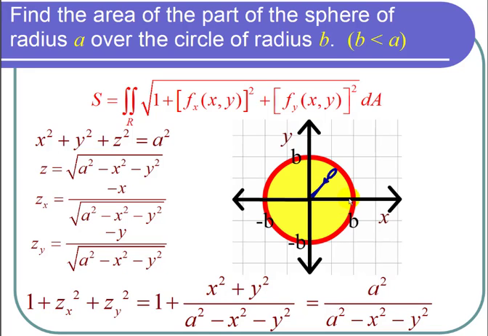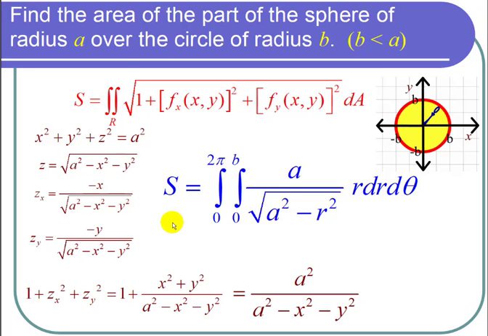So I can put this information together and say that the surface area is equal to the integral from theta goes from 0 to 2 pi, from r goes from 0 to b, of a over the square root of a squared minus r squared. That's because we took the square root of this expression, and the square root of a squared is a, and a squared minus x squared minus y squared is a squared minus r squared. And dA was r dr d theta.